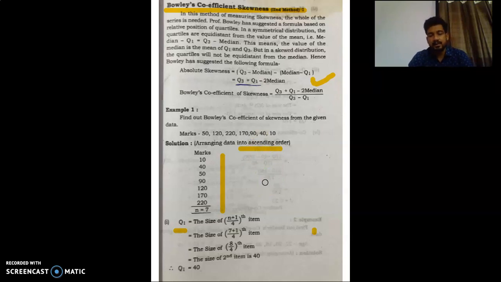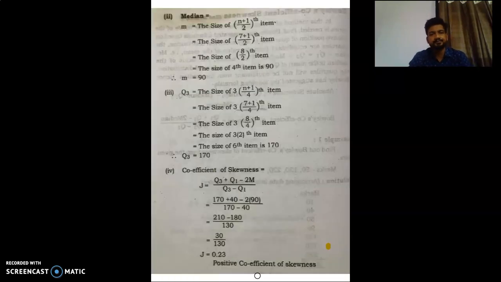The size of n equals 7. Number of items is 7. 7 plus 1, 8, divided by 4, the size of the second item. The second item is 40. So Q1 equals 40. I hope you understand this very well. We will move to the next page.